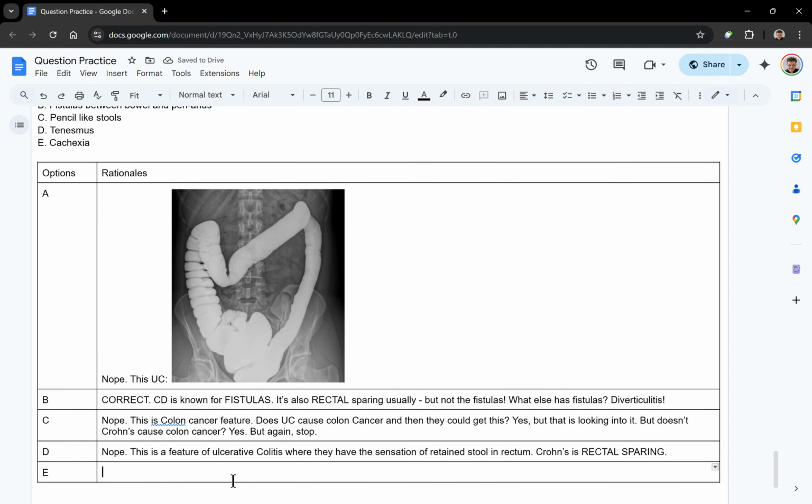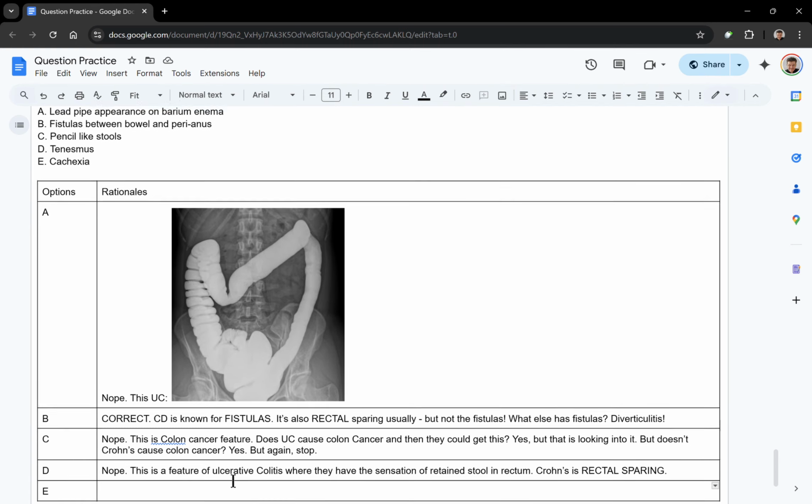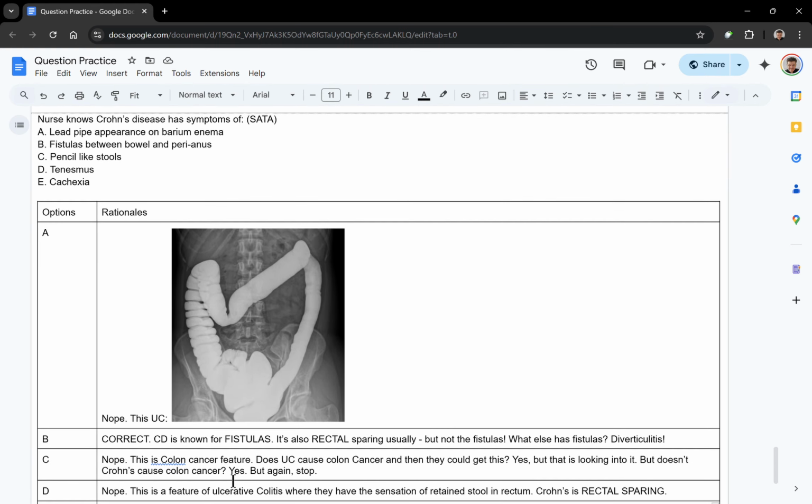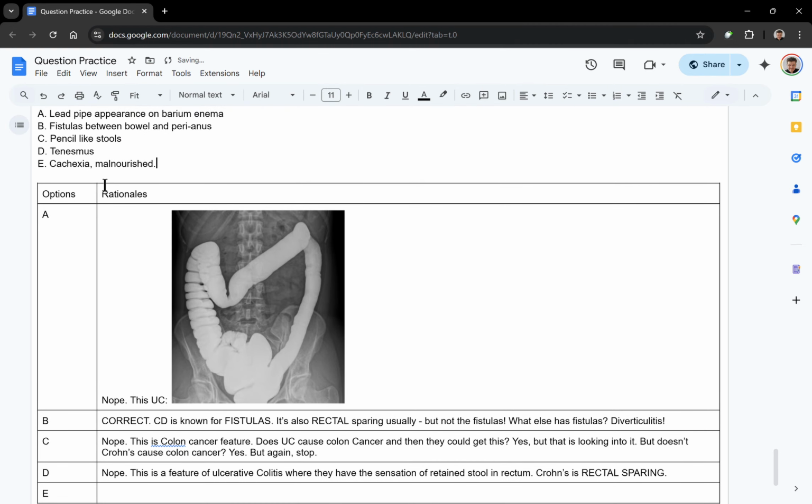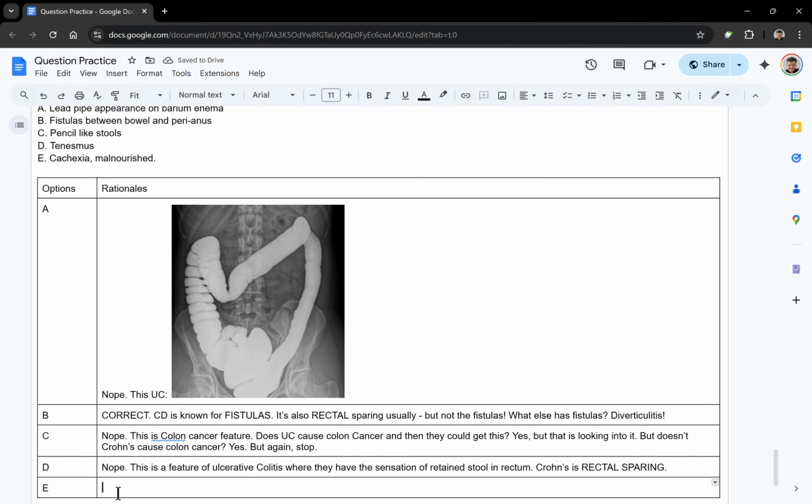Okay, E, eczema. So just put cachexia, malnourished, right? Is that a yes or a no? I think yes. All right, correct, right? Why is it correct?